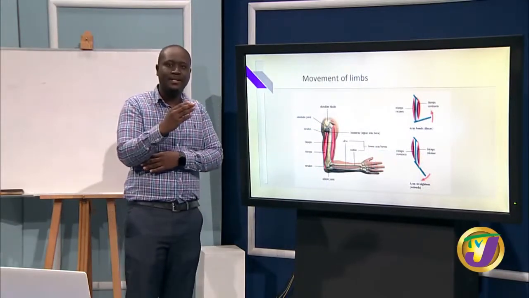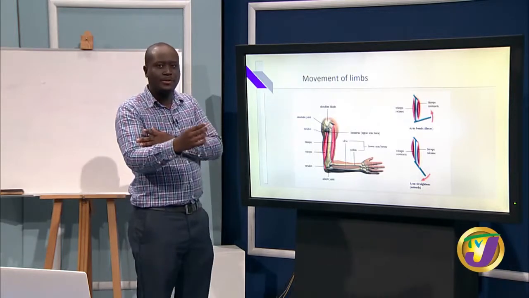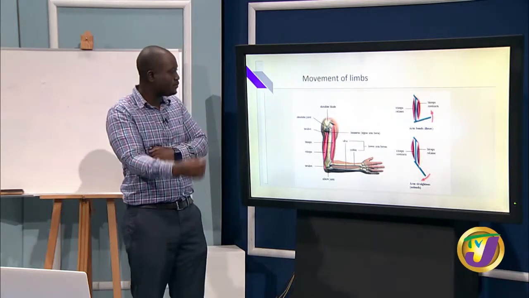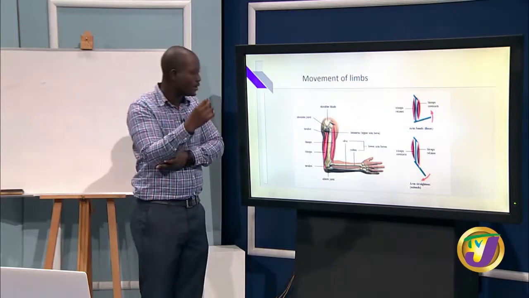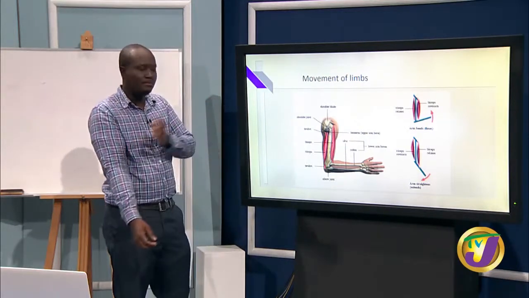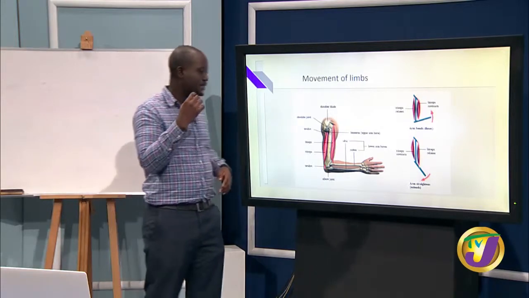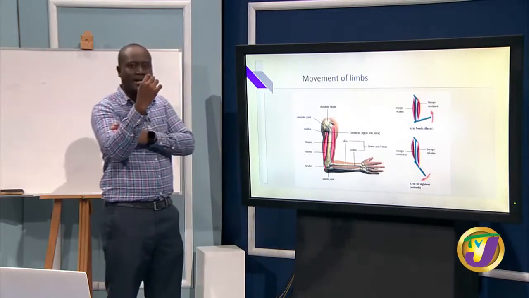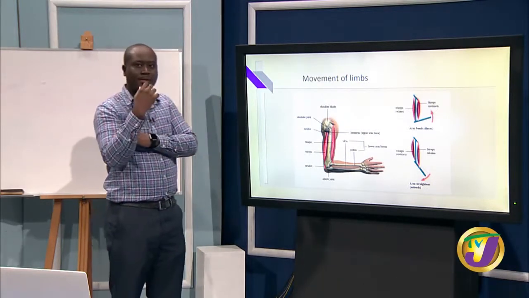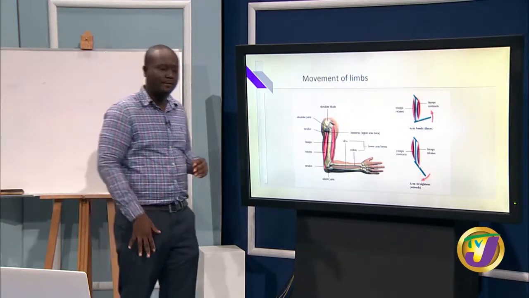If you're going to extend your arm, the opposite happens. The bicep is going to relax, and your tricep is going to contract, and your arm is straightened. All right? So lifting your arm, bicep contracts, tricep relaxes, your arm comes up. To extend, your tricep will contract, and your bicep relaxes. So antagonistic muscles, the bicep and the tricep.